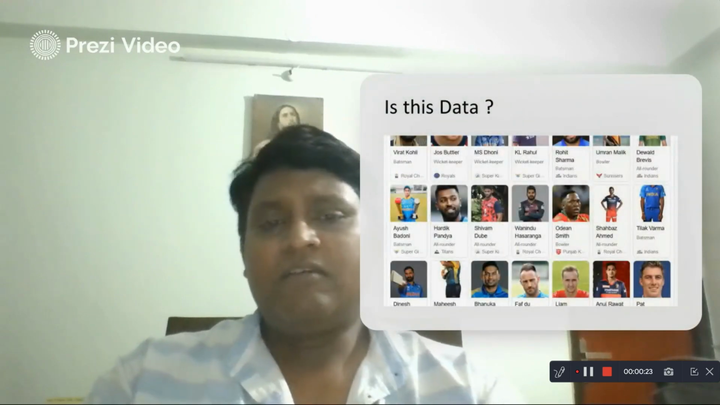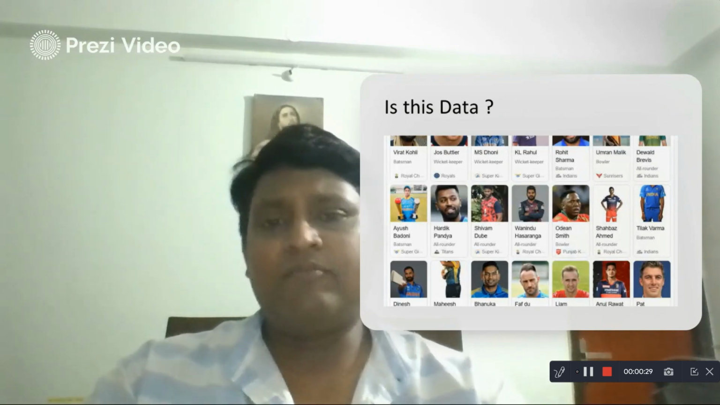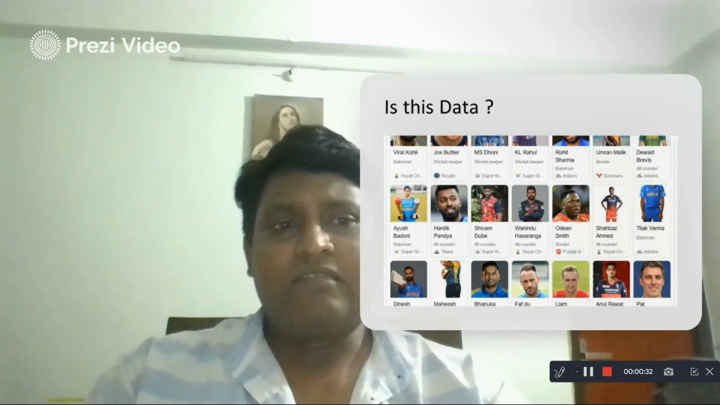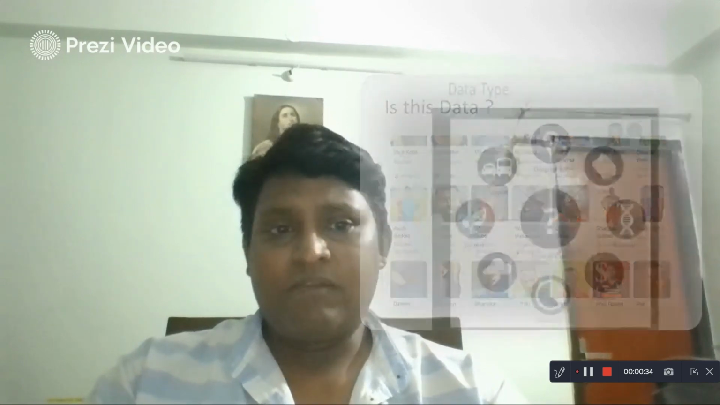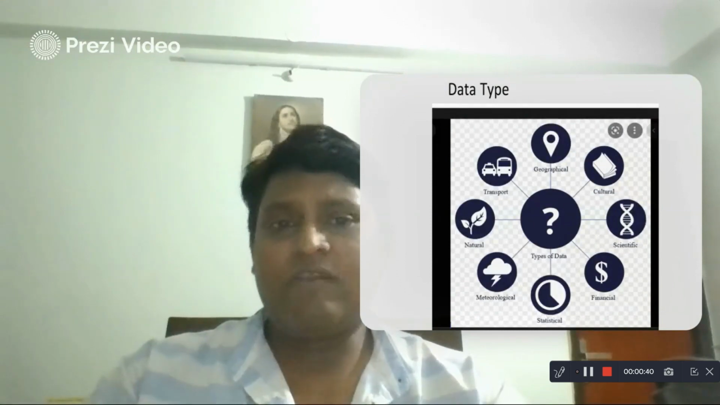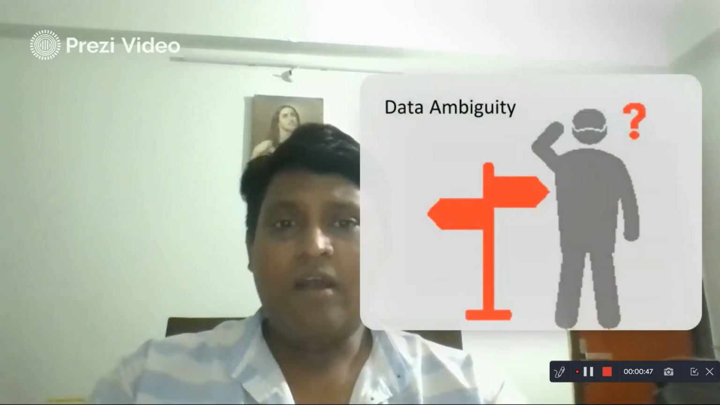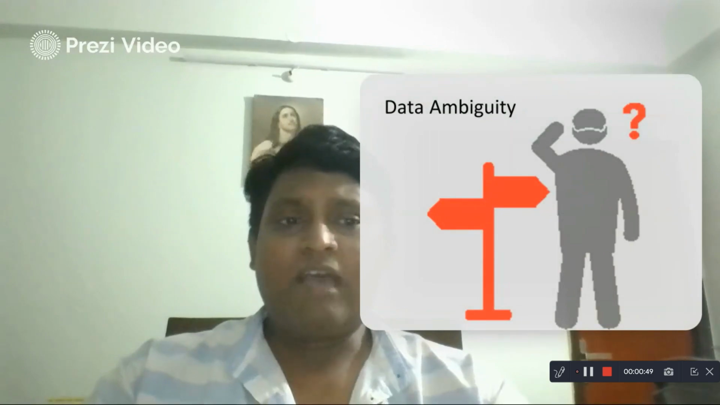So, is this data? Are you able to comprehend it? This is showing some images and some names of sports personalities. Let's see some more examples. Is this data? It's actually the type of data. There are certain types of data. There can be geographical data, cultural data, scientific data and financial data. But there is an ambiguity that is known as data ambiguity.